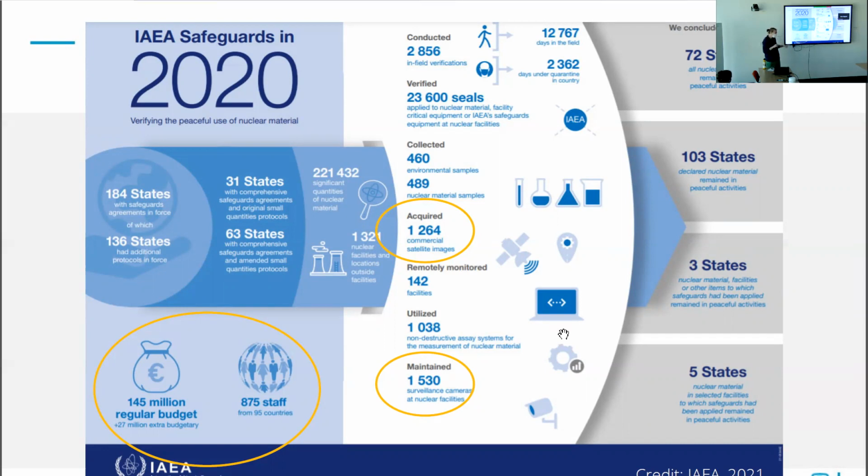To give you a scale of what that budget means, because that can sound like a lot of money, 145 million euros is about the budget of the Vienna Police Department. But the IAEA is in charge of monitoring the entire world. They have less enforcement than the Vienna Police Department, but they have a much broader jurisdiction. So they're really doing a lot with not a lot of money.